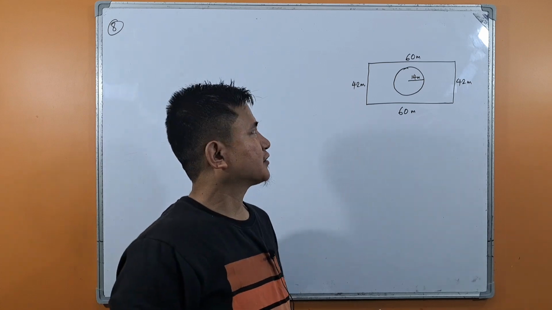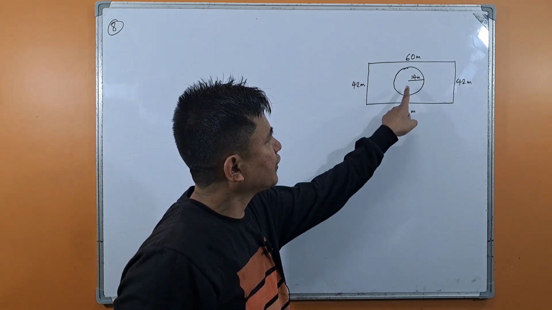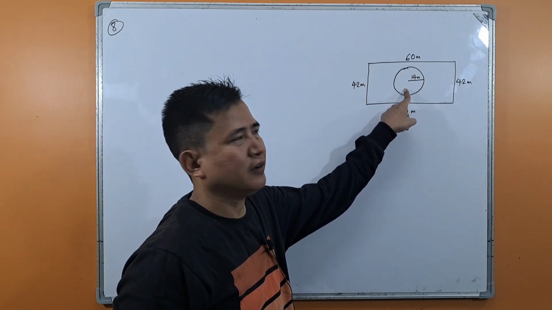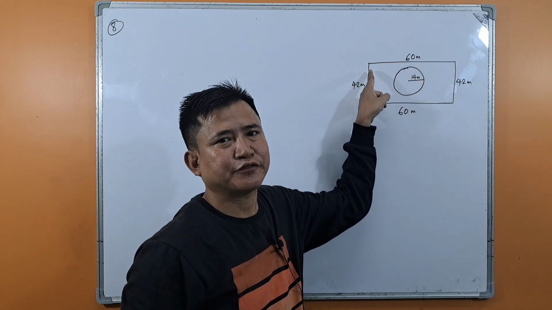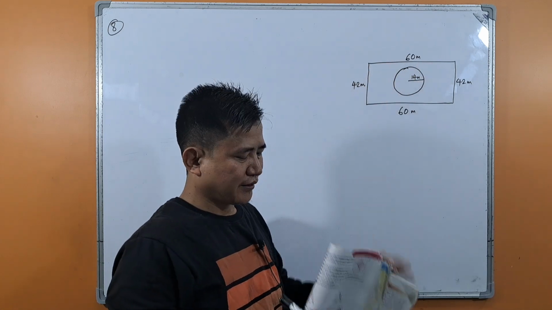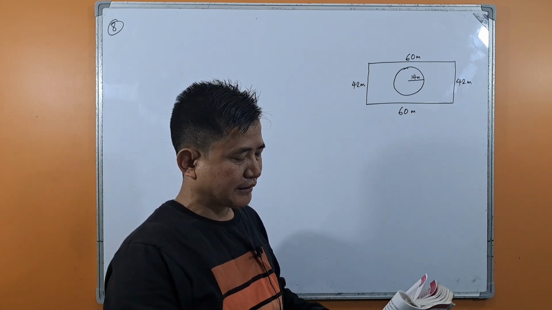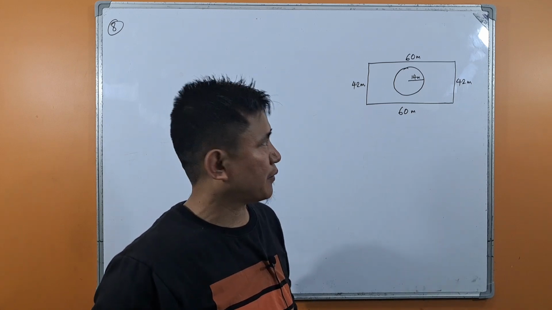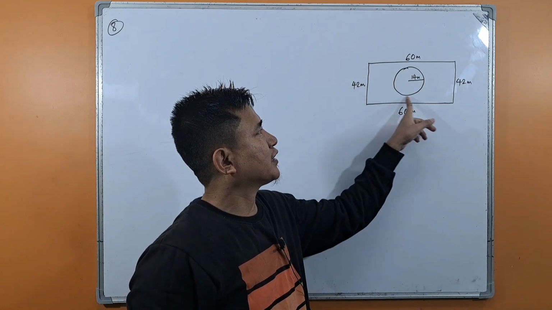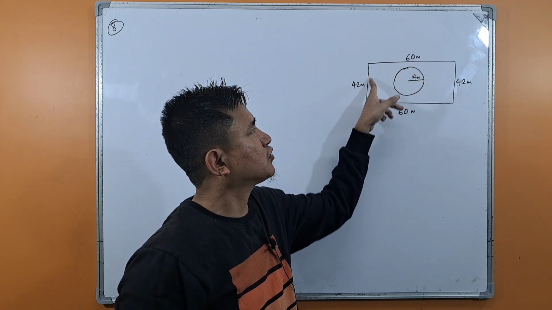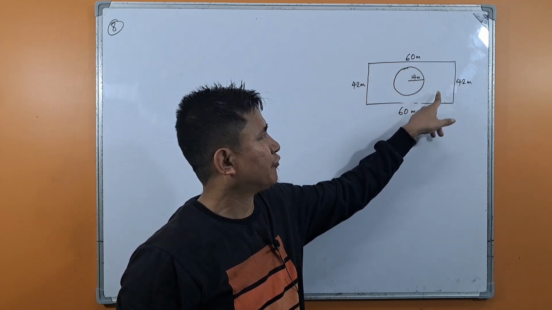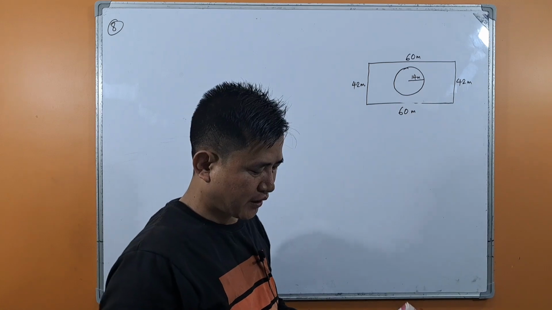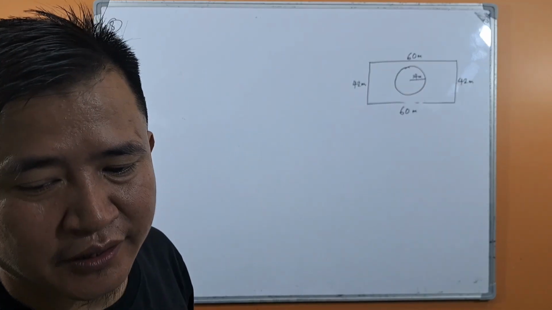Now the question is asking us, leaving the area of this circular pool, the rest of the rectangular field is to be planted with grass. Okay, and the rate of planting grass is ₹75 per square meter. So the question is asking us, what will be the total cost for planting grass in this remaining area of the rectangular field? Okay, so let's do this question.